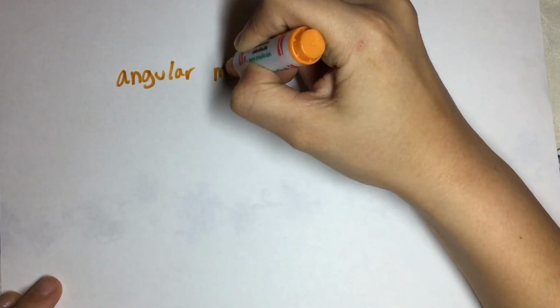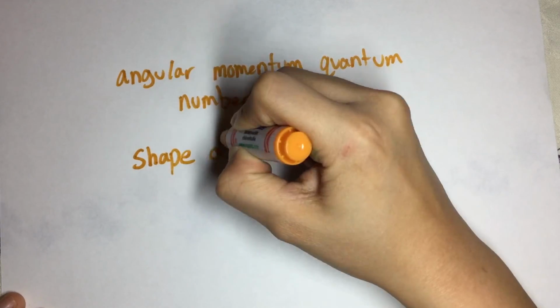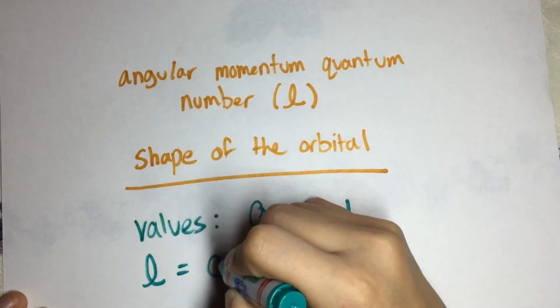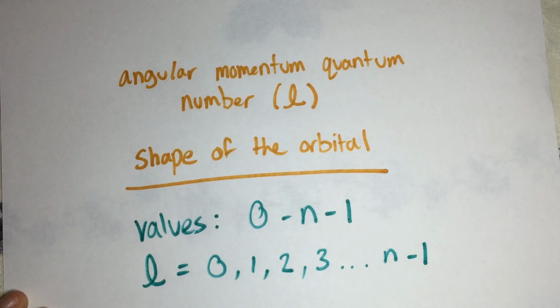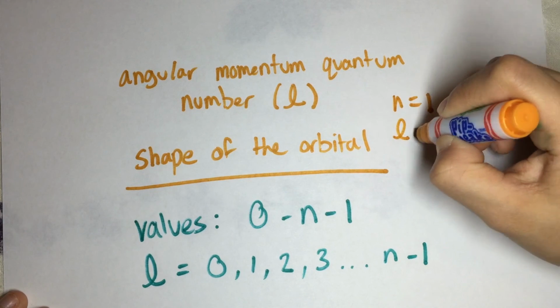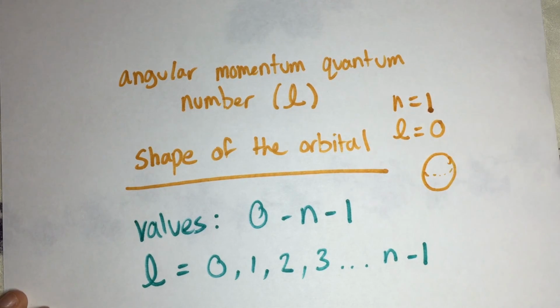The next quantum number, L, is the angular momentum quantum number. This tells you the shape of the orbital. For any given n value, the values for L range from 0 to n minus 1. So for n equals 1, L can only equal 0. When L equals 0, you get an s orbital, which has a spherical shape.